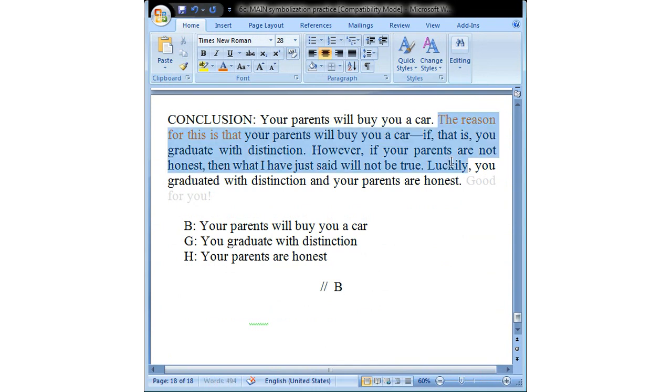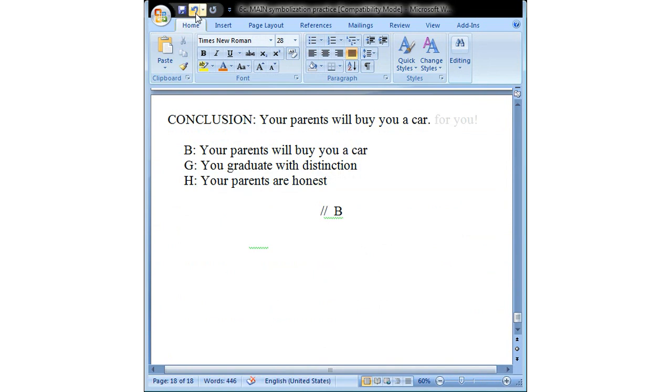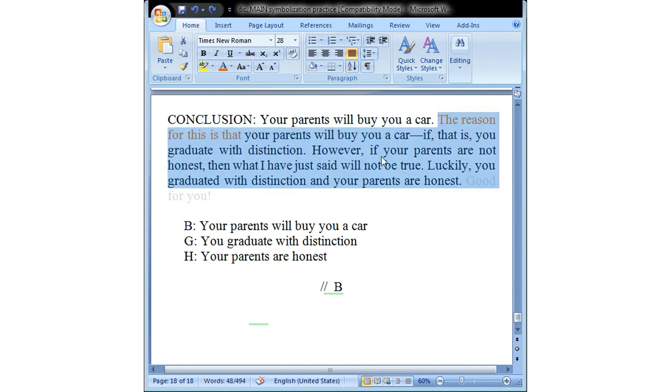Why are you saying this? That's terrific. Like, someone could just email you this, right? Your parents will buy you a car. That doesn't help you. Why should you believe it? What are the reasons given to believe this proposition? Well, here are the reasons given, all of this.